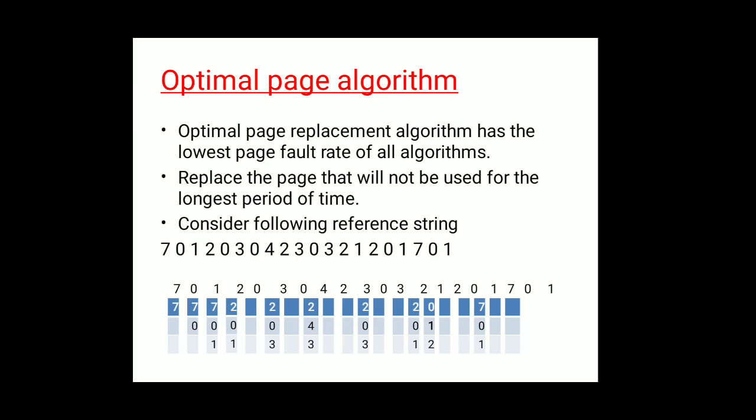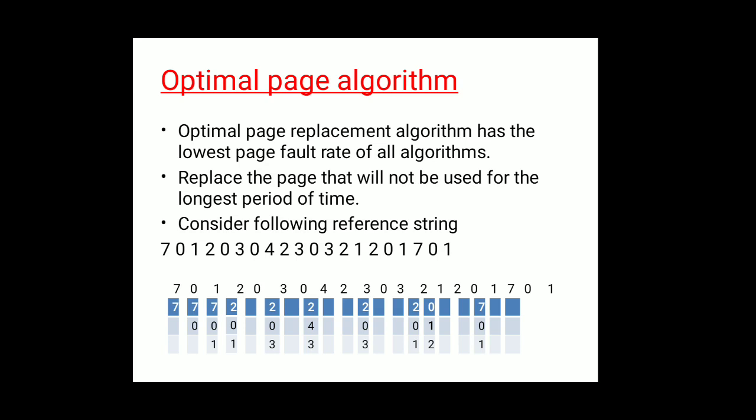Now coming to page number 2. Page number 2 has to be inserted into this frame, and the frame is already full, so we have to replace one of the pages. As I said, you have to replace the page which is not used for the longest period of time, so we search in the forward direction. If you check, you can see that 7 is the page which is not going to be used for a longer period of time. So replace 7 by 2, that is 201, and this will be marked as a page fault.